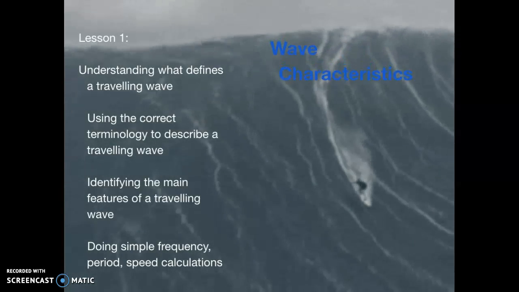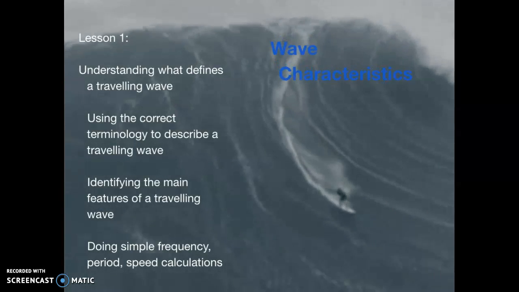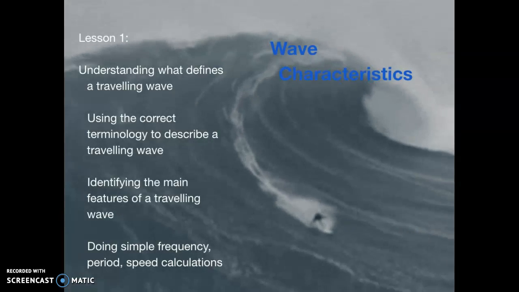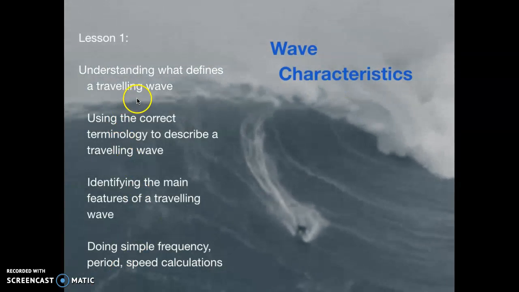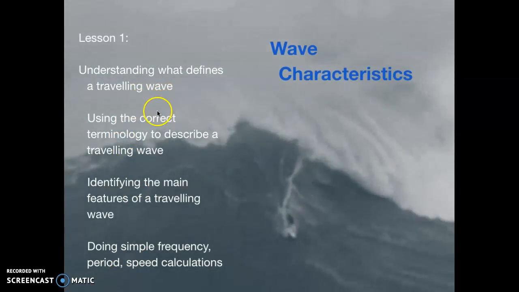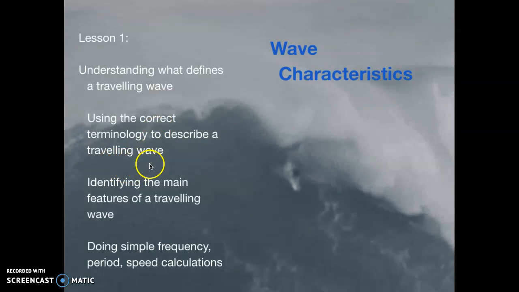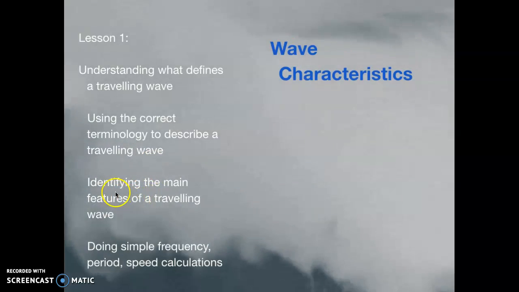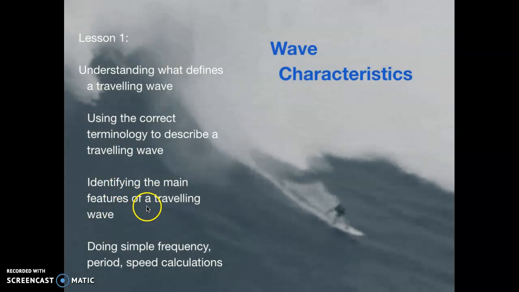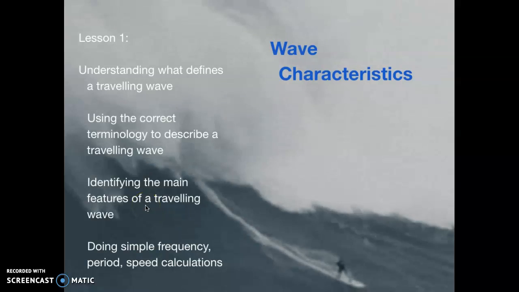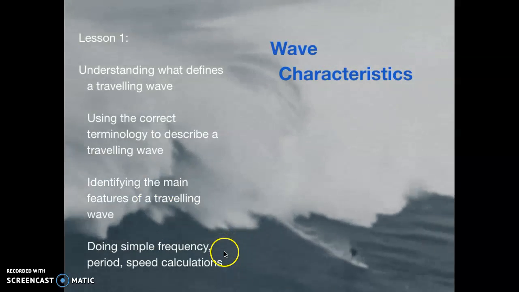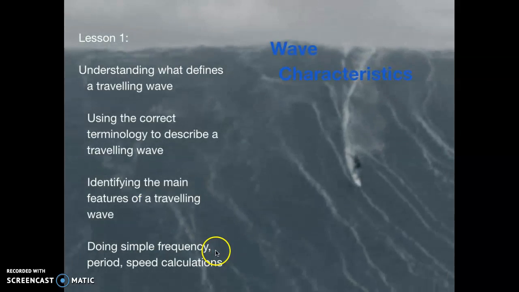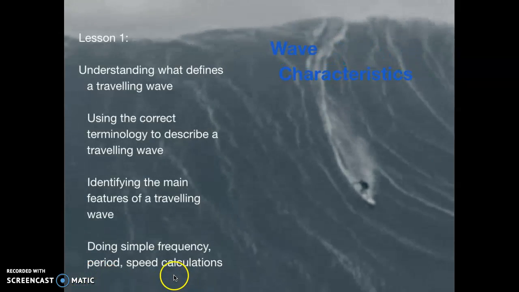So we're going to look now at 4.2, wave characteristics. And the first thing we're going to do is define what a travelling wave means. We're going to learn some terminology to describe a travelling wave. We're going to identify the main features of a travelling wave, and there's going to be some simple, and I mean simple, calculations using the idea of period, speed, and frequency.